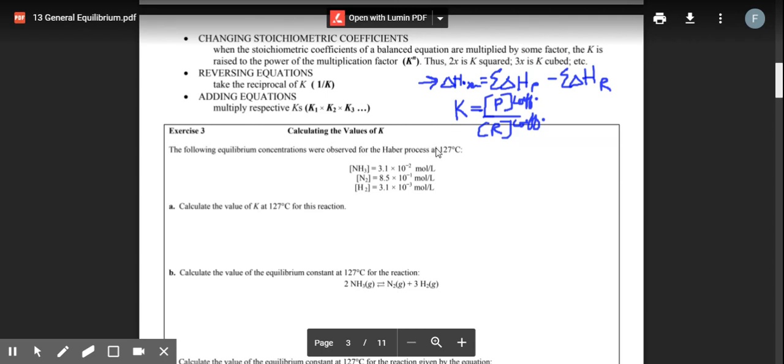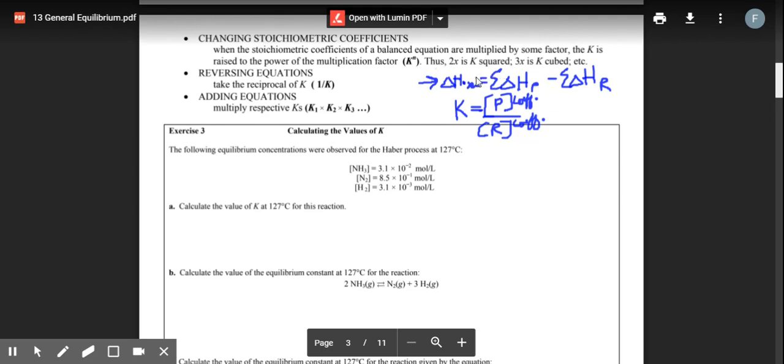Maybe the reaction is reversed. Maybe the reaction is cut in half, or I put more than one reaction together to make a goal equation. I can manipulate the value of K rather than having to solve for new concentrations and plugging them into my K expressions. So this is manipulating K. It's very similar to Hess's law of summation that we did. So I just want to bring back some memories of Hess's law of summation and what we did.